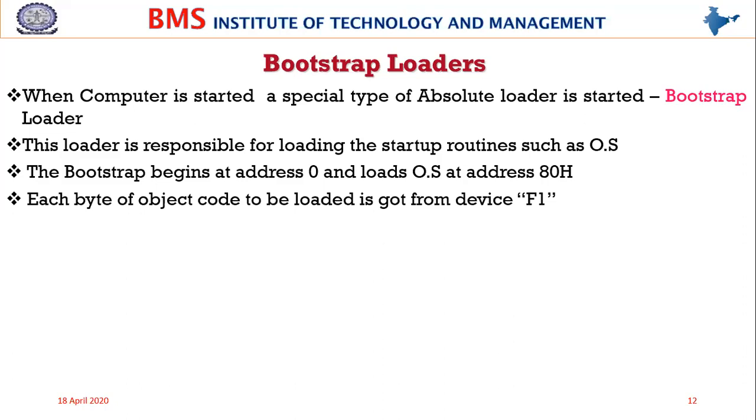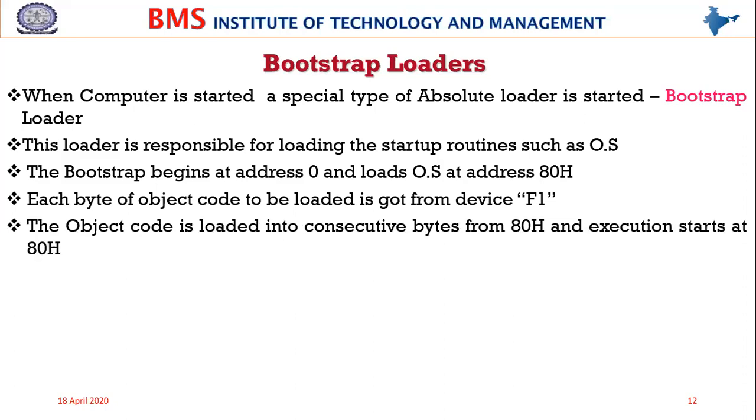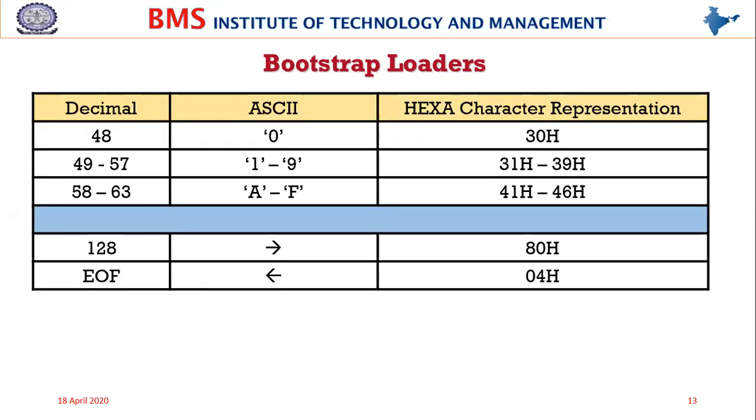Let's assume that this F1 may be our secondary storage device or hard disk. From the hard disk, we're going to take the operating system and load it onto the address 80H. The object code is loaded into consecutive locations starting from 80H. That continuously happens in the example we're going to see. But before the example, I'll repeat something I have told you.